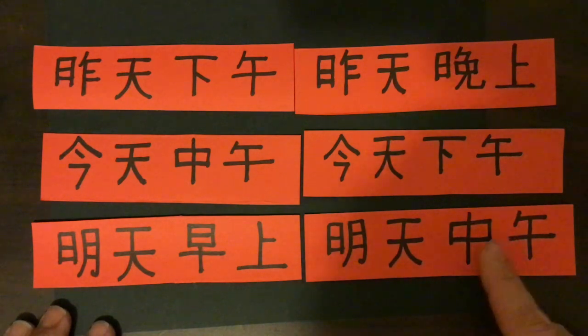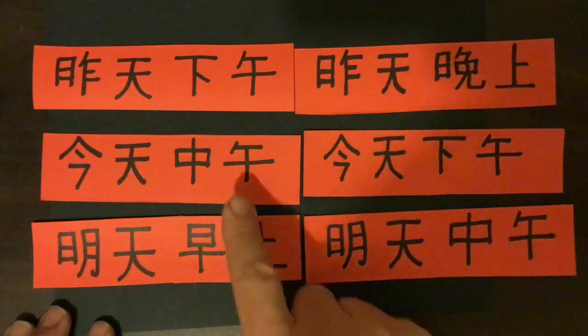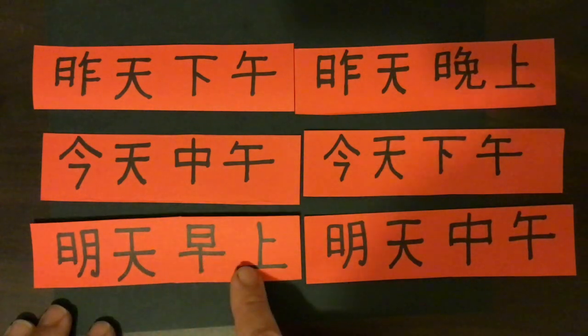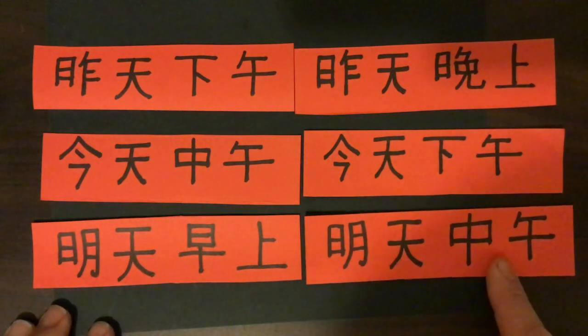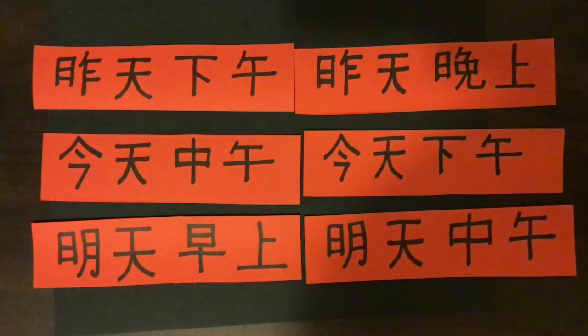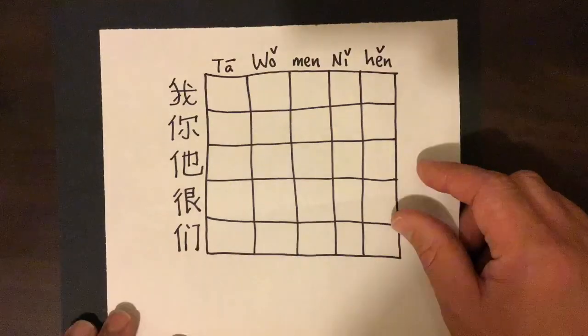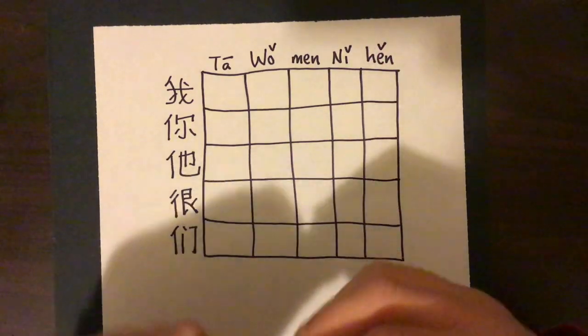明天中午. Oh, we've just done that. We know that's noon. So this is tomorrow early morning, tomorrow noon. Oh, just put them in the right order automatically. Didn't even think about that. Great. Okay, we are nearly done, everybody.